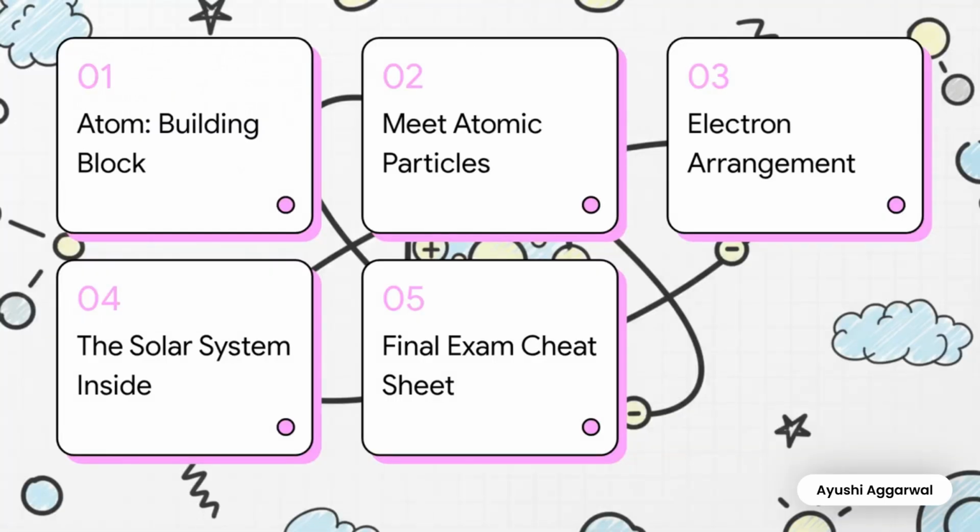So here's our game plan for today. First, we'll cover the absolute basics. What even is an atom? Then we'll meet the little particles that make it up. After that, we'll see how electrons get organized, and we'll circle back to that whole solar system thing. And you'll want to stick around till the end because I've got a quick cheat sheet for you that's perfect for exams. All right, let's do this.